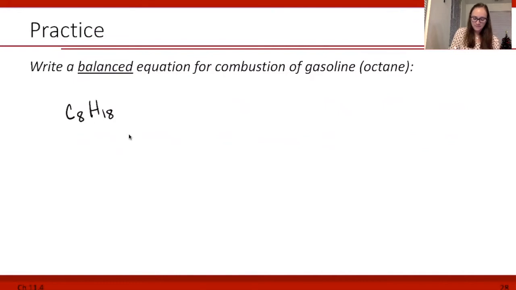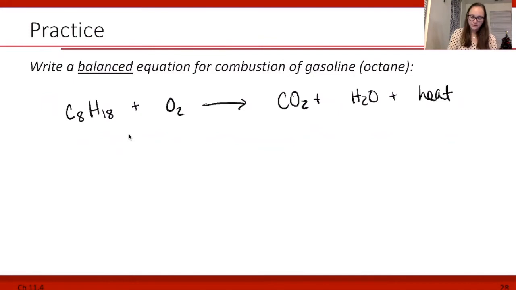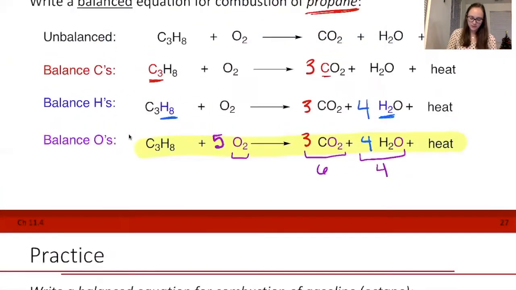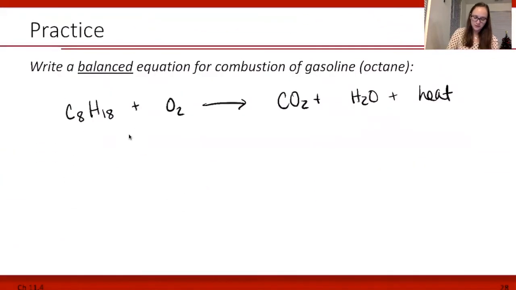C8H18 plus O2 yields CO2 plus H2O plus heat. Okay, so our first step, let's make sure we match colors from above. Our first step is to balance the number of carbons. Over here we have 8 carbons. Over here we only have 1, so we want it to be 8, so let's put an 8 in front there.